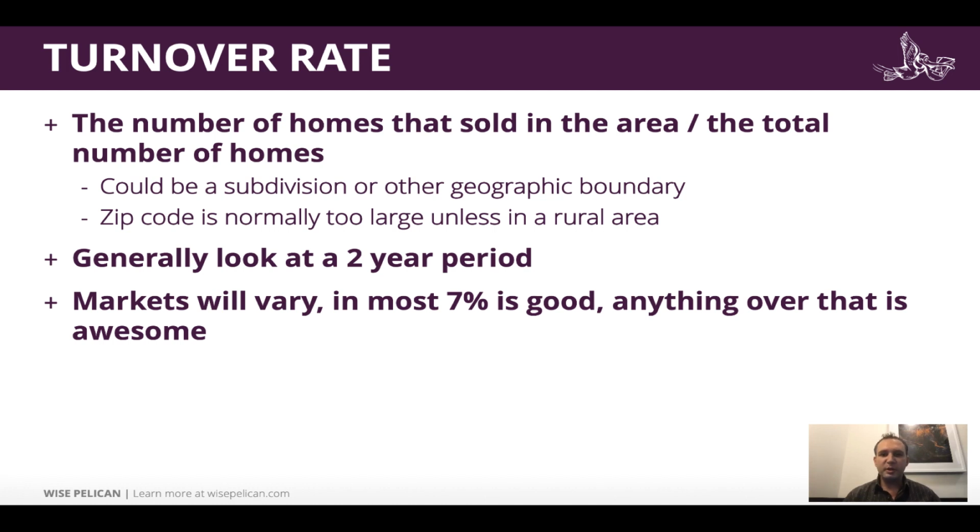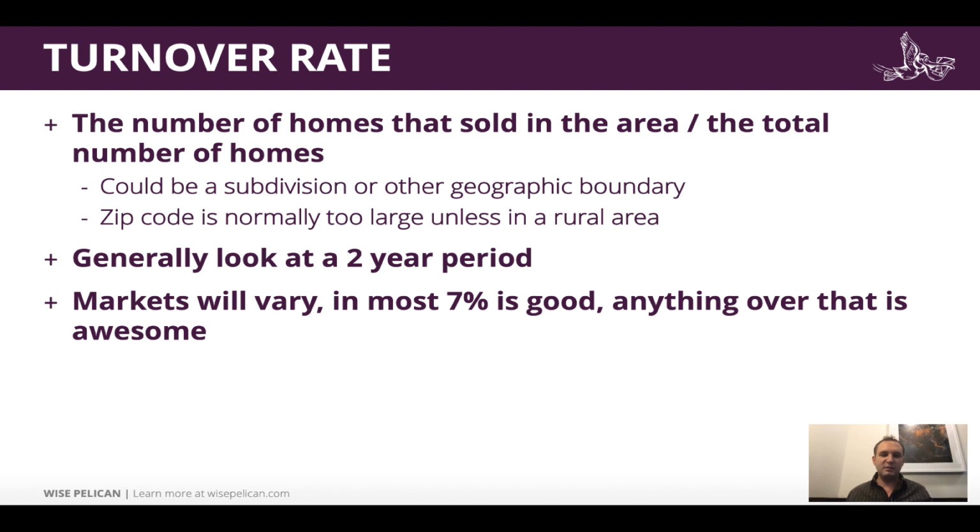Generally, I like to look at a 2-year period so that we get an average, and then essentially we take that and divide it by 2, right? So if I know that in a geographic area, let's call it a subdivision, there are 500 homes and 50 of those homes sell each year, that would be a 10% turnover rate, right? So if I look at a 2-year period and of those 500 homes, 100 have sold over 2 years, that's 20% sold in 2 years. We divide that by 2, we're back to our 10%, right? So looking at the 2-year period just helps us to average it out.